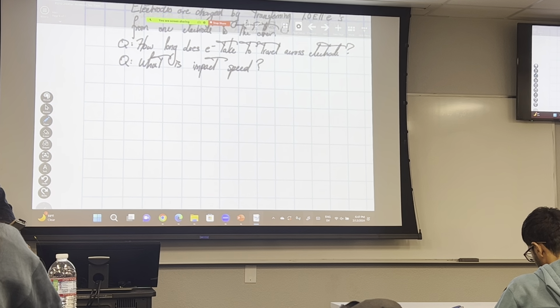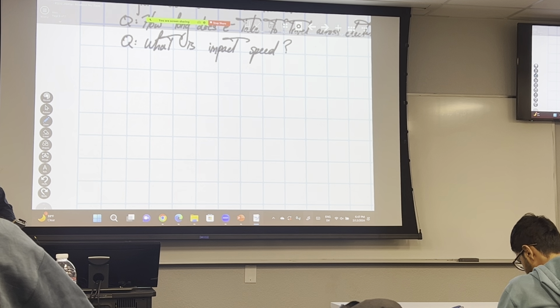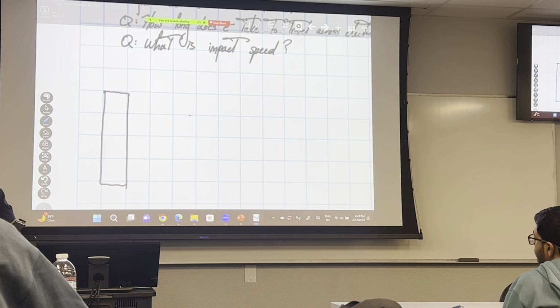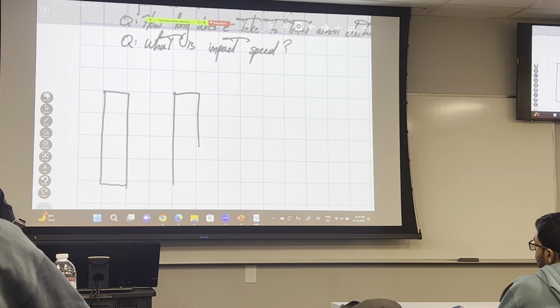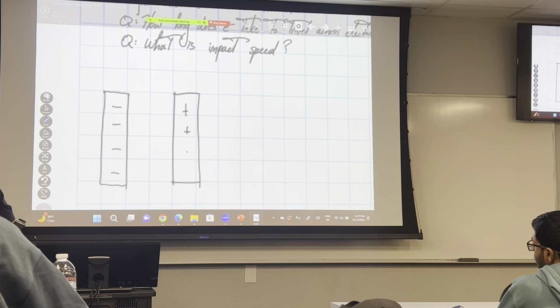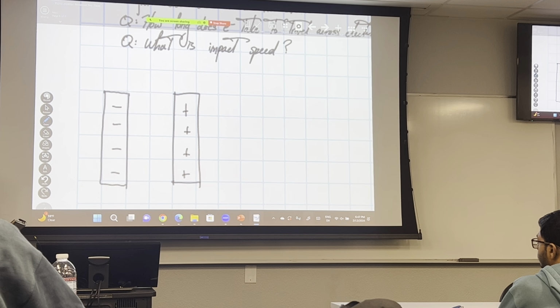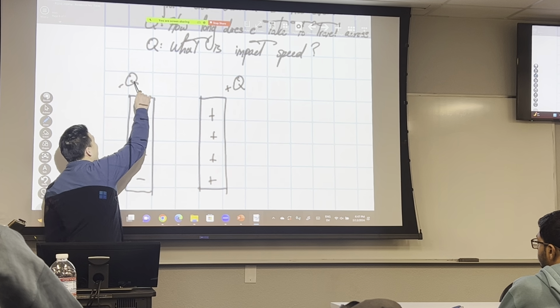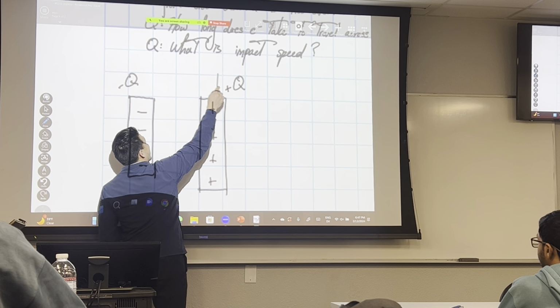So let's begin the problem with the correct visualization. Let's change things up a bit. Let's say on the left-hand side, we have the negative. On the right-hand side, we have the positive electrode. So this electrode is going to have a charge of negative Q, whereas the positive is going to have a charge of positive Q. These Q's are the same.